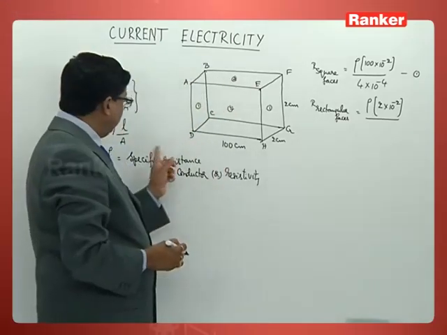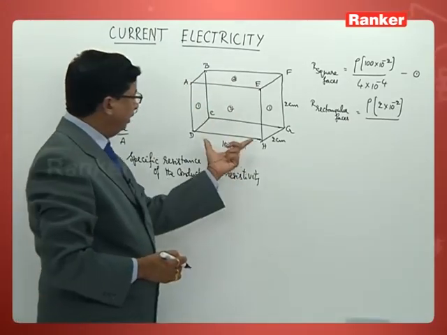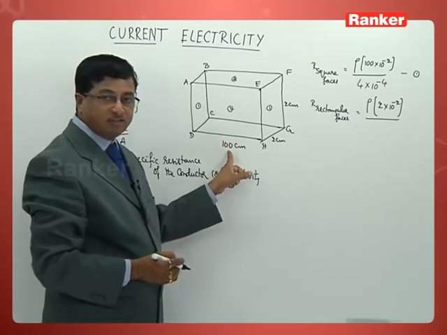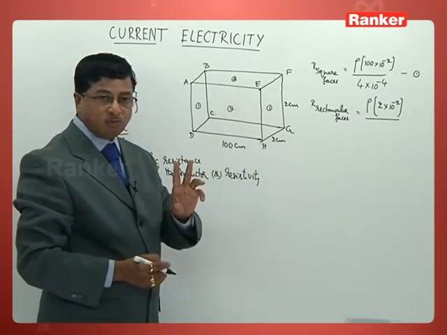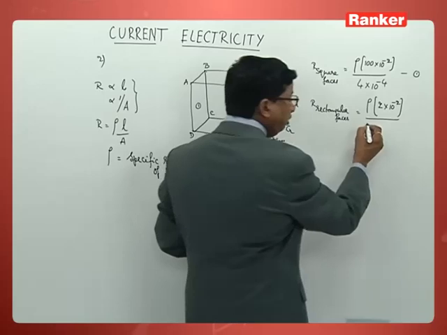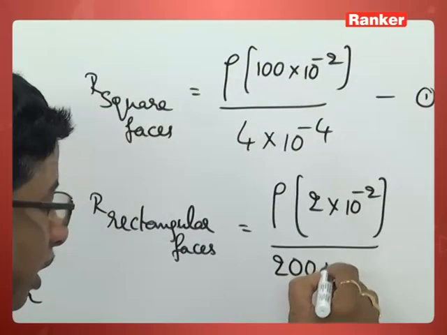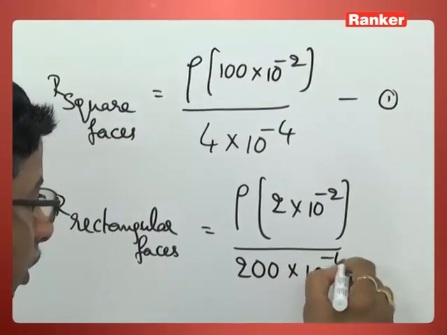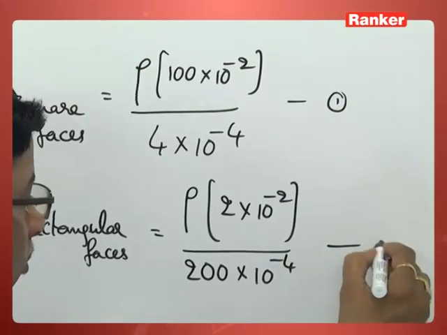What about the area of the rectangular face? Length into breadth. Length is 100, breadth is 2. So 200 centimeter square, I can now write as 200 into 10 power minus 4 meter square.